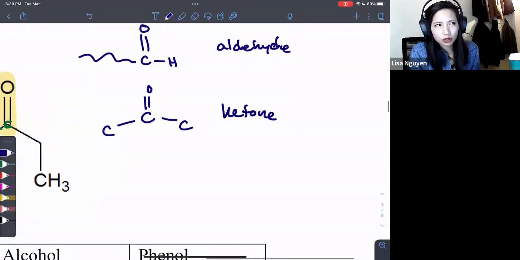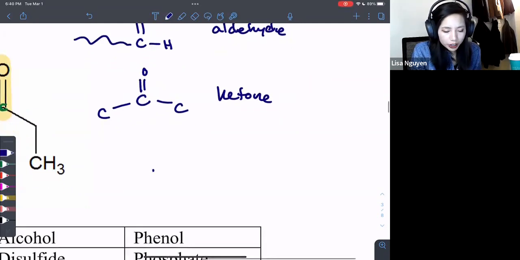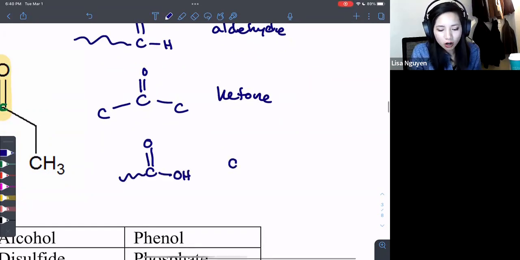So it's either a carbonyl on the end, or a carbonyl in the middle of the molecule. Or we could have a carbonyl carbon with other stuff attached to it, and we have an OH on the end. This is a carboxylic acid.